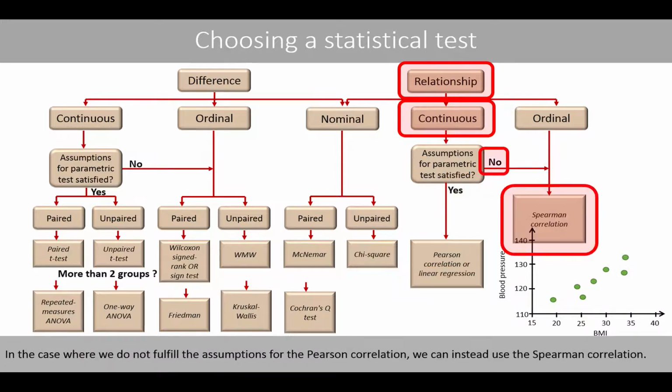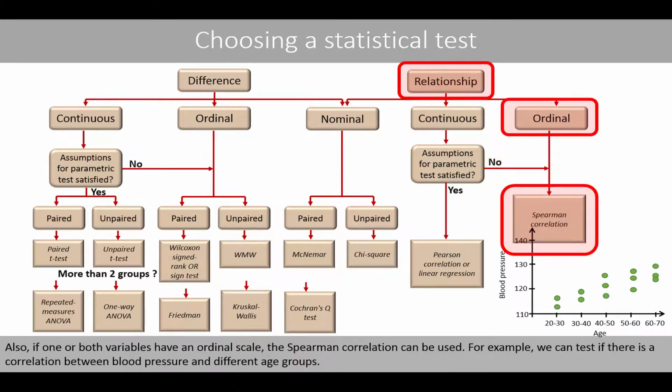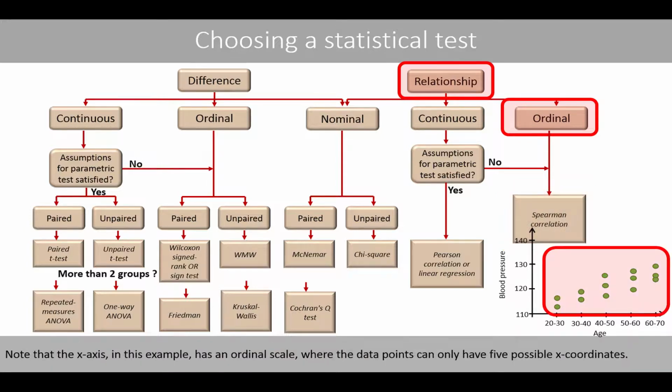In the case where we do not fulfill the assumptions for the Pearson correlation, we can instead use the Spearman correlation. Also, if one or both variables have an ordinal scale, the Spearman correlation can be used. For example, we can test if there is a correlation between blood pressure and different age groups. Note that the x-axis in this example has an ordinal scale, where the data points can only have 5 possible x-coordinates.